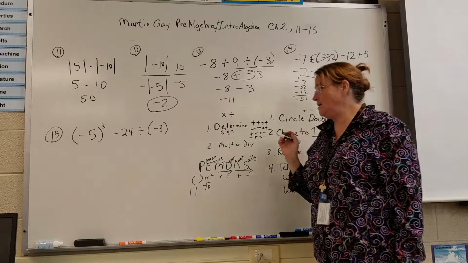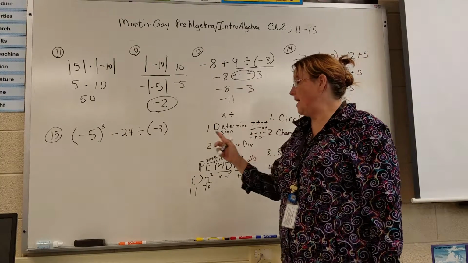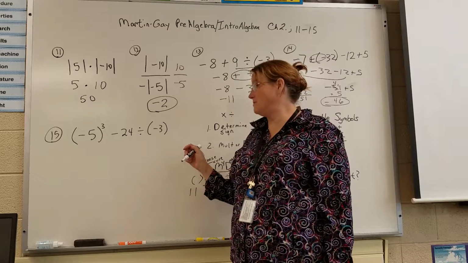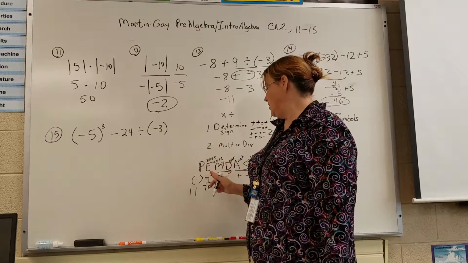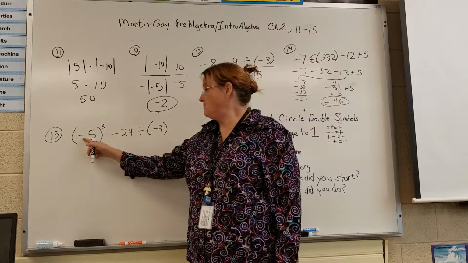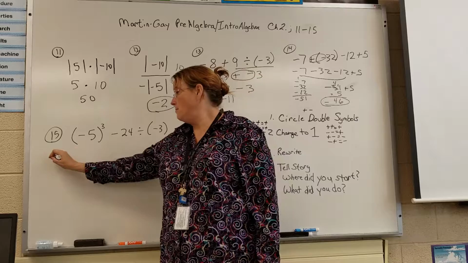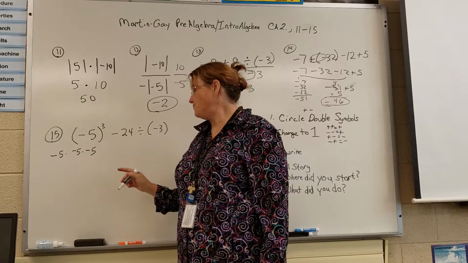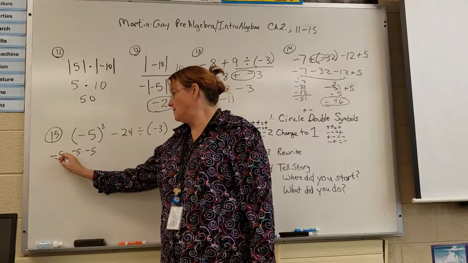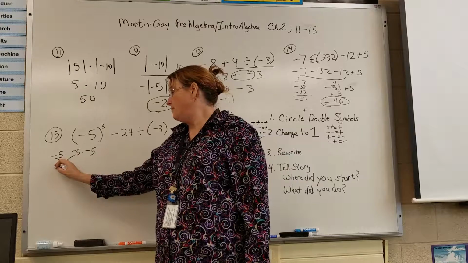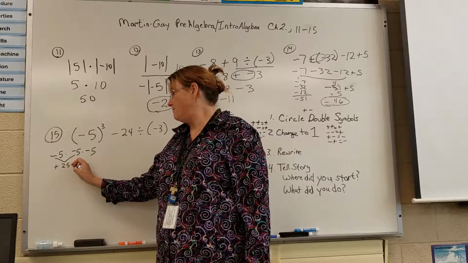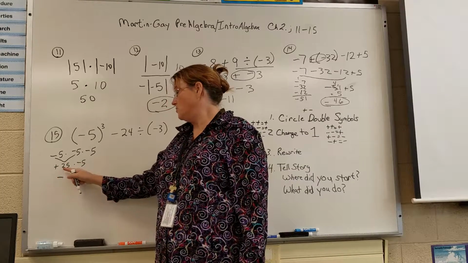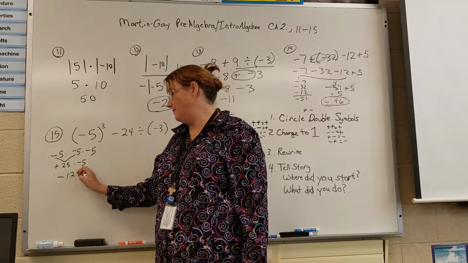And then question 15 does some more order of operations. It has an exponent, and it has a division sign, and it has a subtraction sign, so it has lots of signs. So the first thing we do is our parentheses. Minus 5 cubed means minus 5 times minus 5 times minus 5. So a minus times a minus is a plus. 5 times 5 is 25 times minus 5. A plus times a minus is a minus. 25 times 5 is 125.